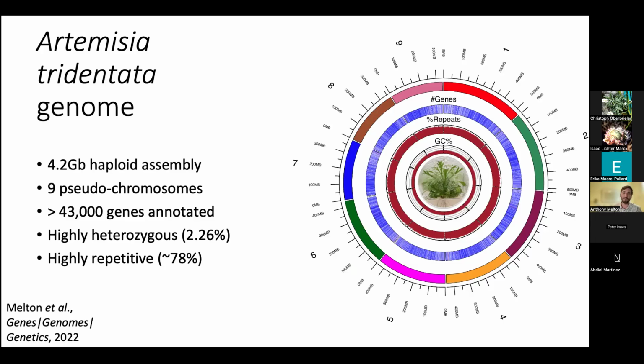We had over 43,000 genes annotated, and we also saw that this was a really heterozygous genome coming in at 2.26%, where average for plants can be around 1%. And it was also really highly repetitive, with about 78% of the assembly being some sort of repetitive element.